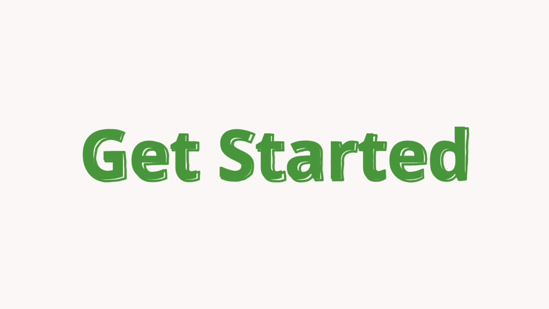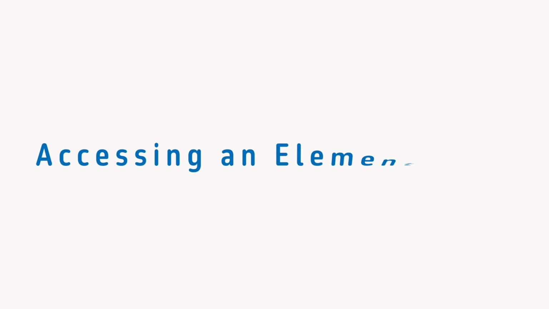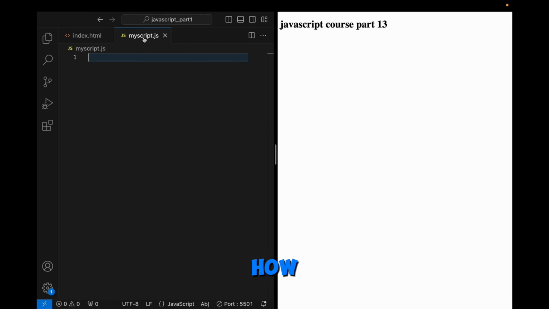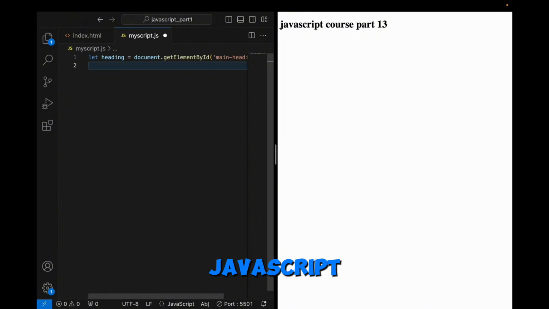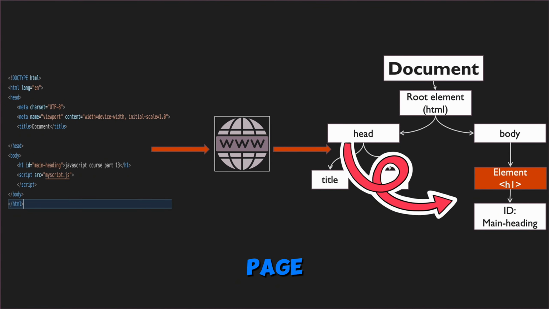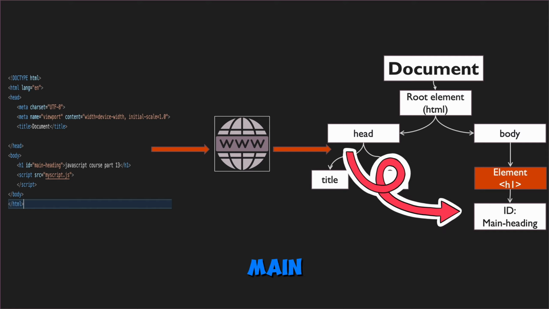Let's get started. Alright, the first thing we need to do is access an element on the page. For this, we'll use the getElementById method. Let me show you how. Okay, so here, I'm declaring a variable called heading and assigning it the value of document.getElementById("main-heading"). This means we're telling JavaScript to go into the document, think of it as the whole web page, and find the element with the ID main-heading.